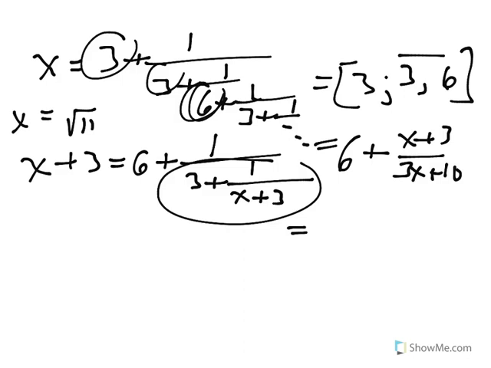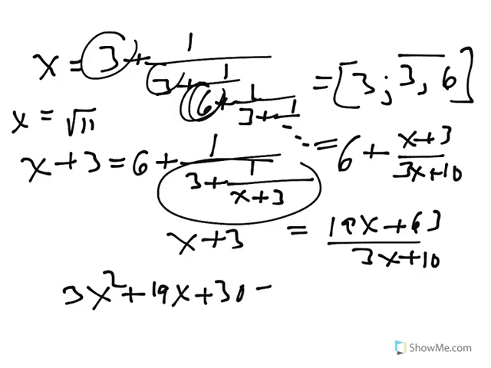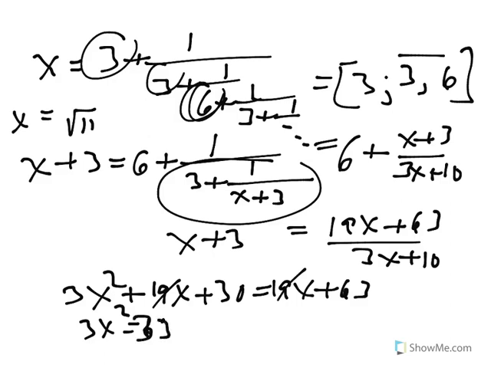When I add those things together, I get 19x plus 63 over 3x plus 10, and an x plus 3 over here. When I cross multiply, I get 3x squared plus 19x plus 30 equals 19x plus 63. The 19x cancels out. 3x squared equals 63. Sorry, equals 33. So x squared equals 11. So x equals the square root of 11.